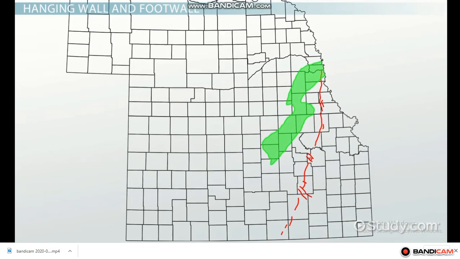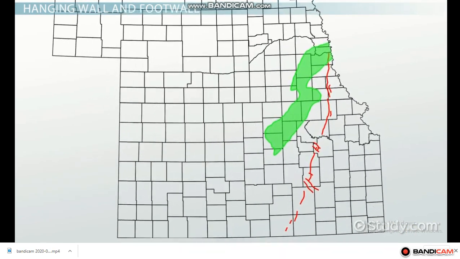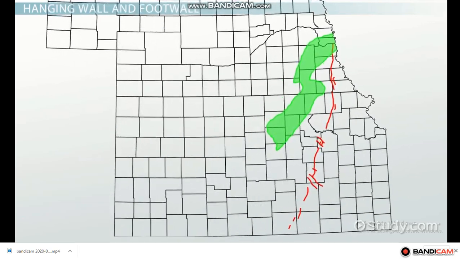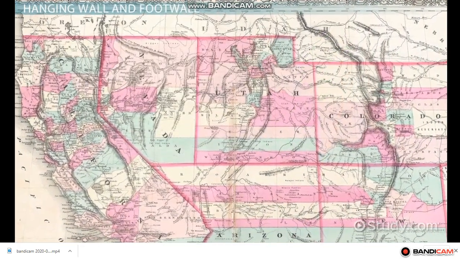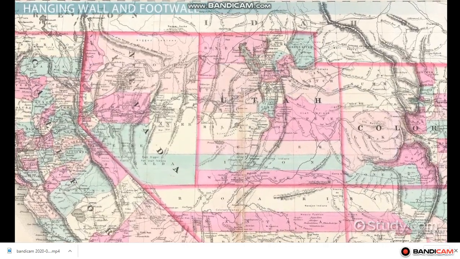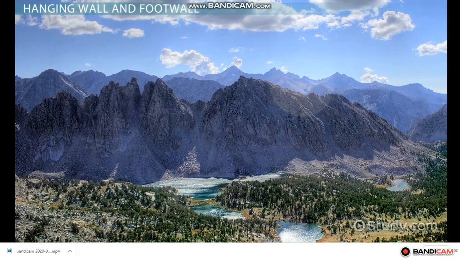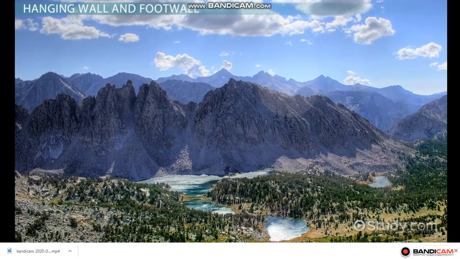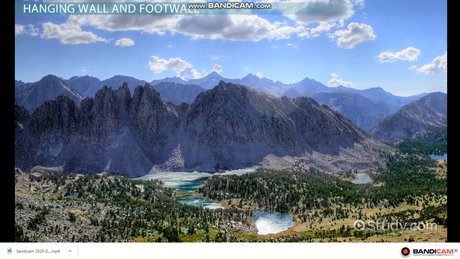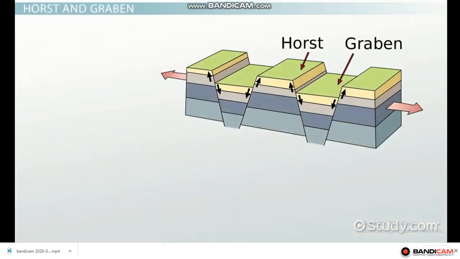The Humboldt Fault in Kansas is another example of a normal fault. It produced a memorable earthquake in Kansas in 1867. There are multiple normal faults in Nevada and Utah that have produced the unique landscape of those states. The Sierra Nevada Fault is also normal and is a spectacular example of the kinds of mountains these faults can create. When normal faults occur near each other, they can produce some interesting geological features.